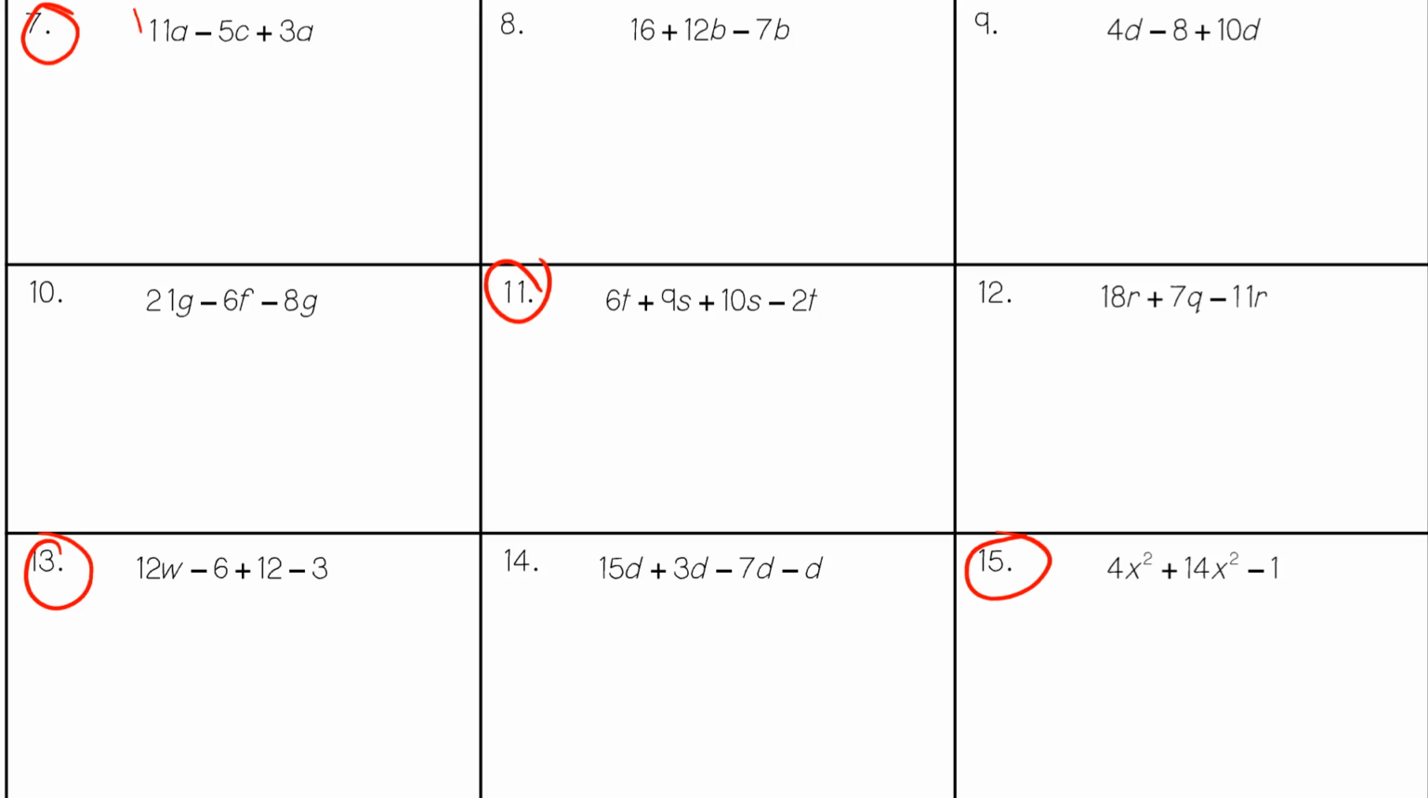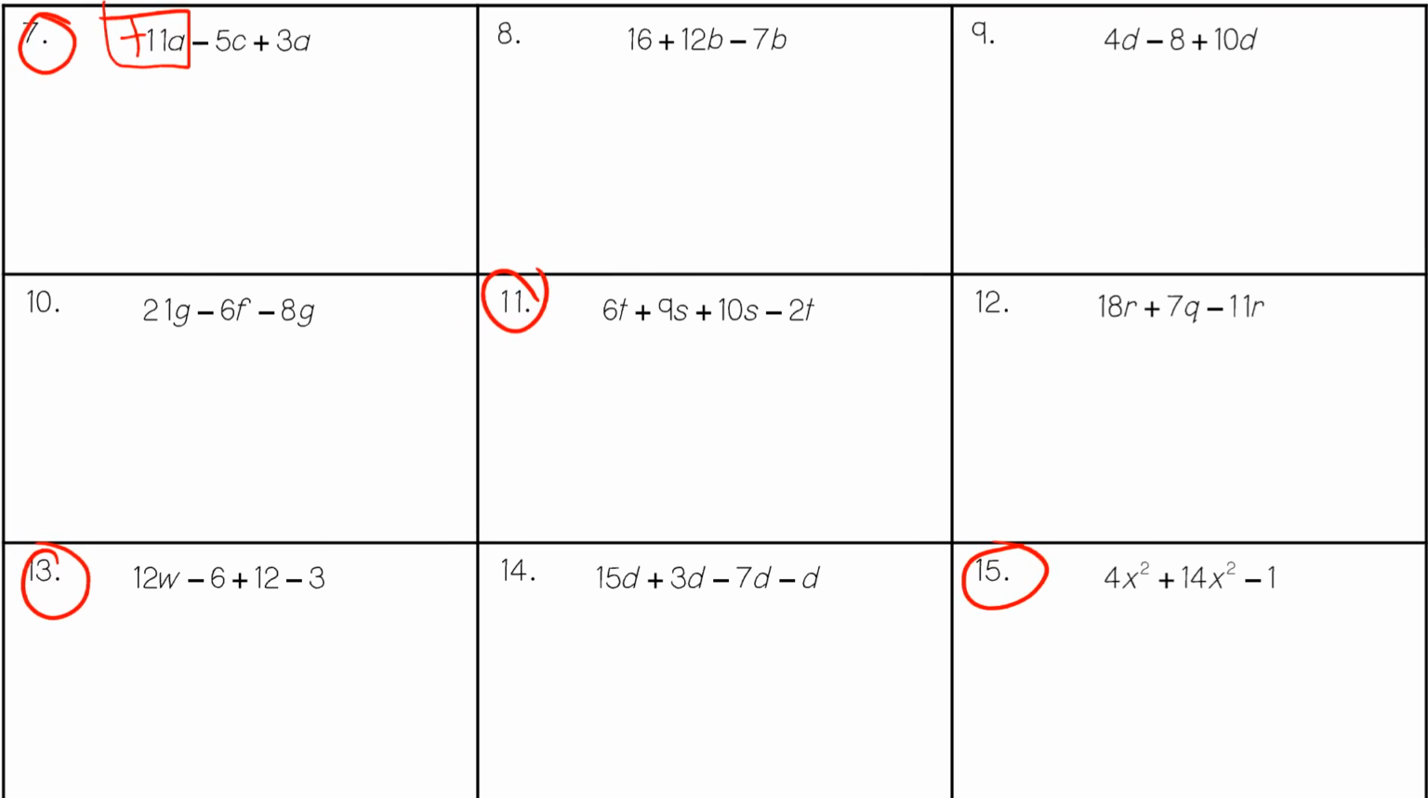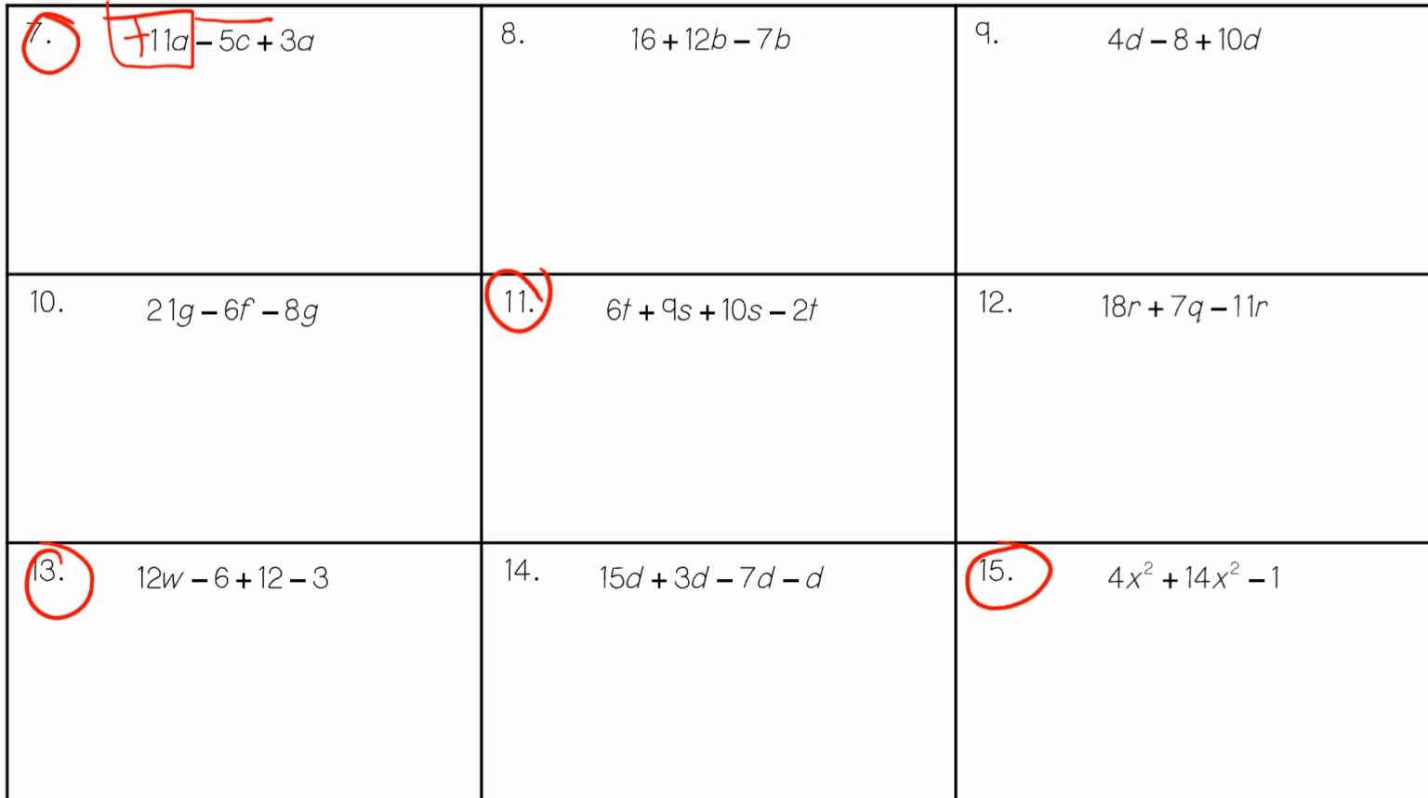So looking at number 7, that's a positive 11a, negative 5c, and a positive 3a. I can combine my 3a and my 11a, gives me 14a, and then minus 5c. So in addition to highest exponent to lowest exponent with constant last, I also, me personally, I like to put the variables in alphabetical order. So A first, then C. If you don't, that's okay. I won't count it wrong.